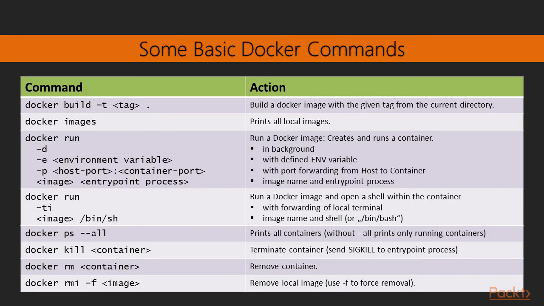And in here I have some basic Docker commands. I can use the docker build command to build a Docker image from your Dockerfile in the current directory. If you issue docker images, it prints out all the images. You use docker run to run an image. You can use docker ps to have a list of all running containers. You can use docker kill to terminate a container. You will use docker rm to remove a container, or maybe docker rmi to remove a local image. So let's see that in action.